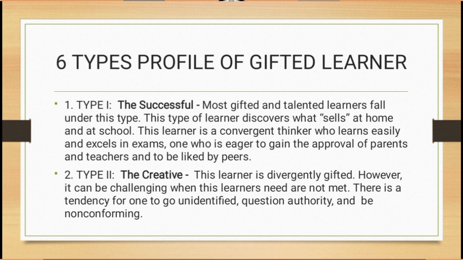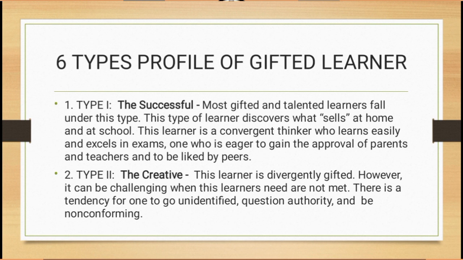There are 6 types of profiles of gifted learners. Type 1, the successful. Most gifted and talented learners fall under this type. This type of learner discovers what sells at home and at school. This learner is a convergent thinker who learns easily and excels in exams, one who is eager to gain the approval of parents and teachers and to be liked by peers.